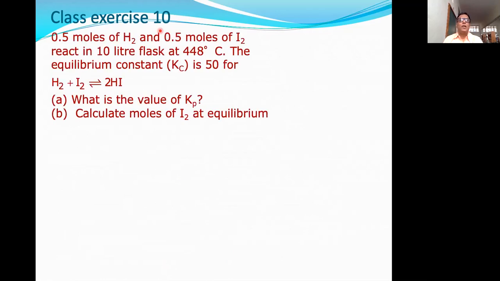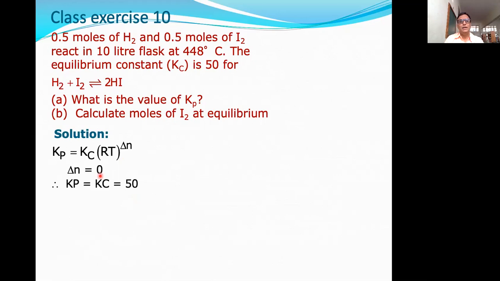Next example number 10. 0.5 moles of H2 and 0.5 moles of I2 react in a 10 liter flask at 448 degrees centigrade. The equilibrium constant Kc is 50 for H2 plus I2 gives 2HI. What is the value of Kp? And calculate moles of I2 at equilibrium. Now you know the relation Kp is equal to Kc (RT) raised to delta n. Delta n is 0. So Kp equal to Kc, that is equal to 50.